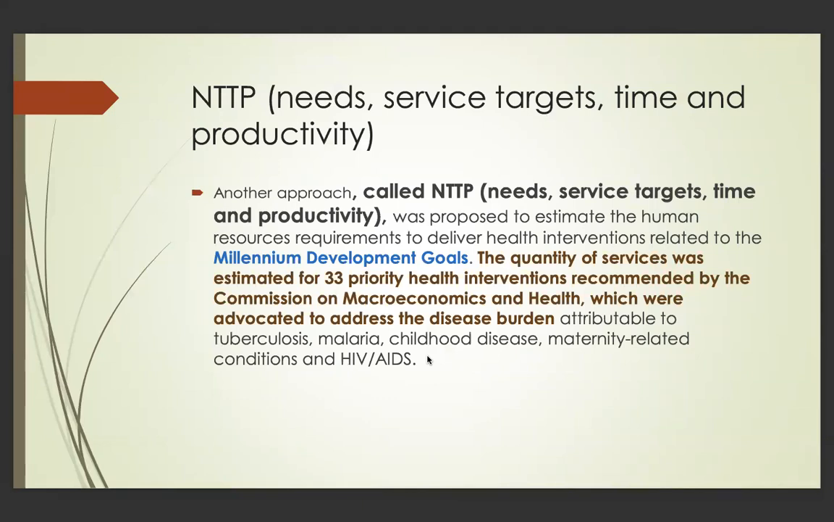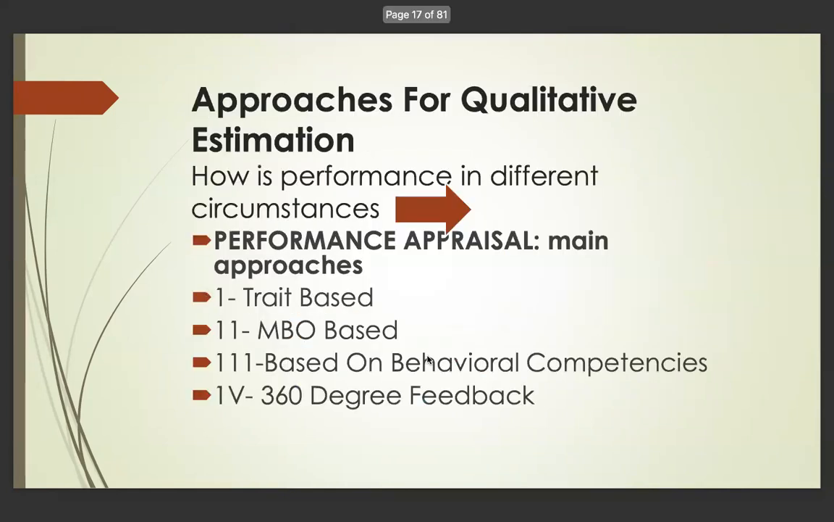Another approach called NTTP, needs, service targets, time, and productivity, was proposed to estimate the human resources requirements to deliver health interventions related to Millennium Development Goals. The quantity of services was estimated for 33 priority health interventions recommended by the Commission on Macroeconomics and Health, which were advocated to address the disease burden attributable to TB, malaria, childhood disease, maternity-related conditions, and HIV/AIDS.